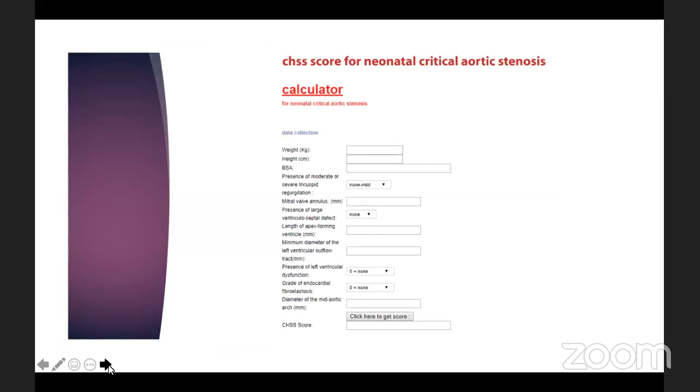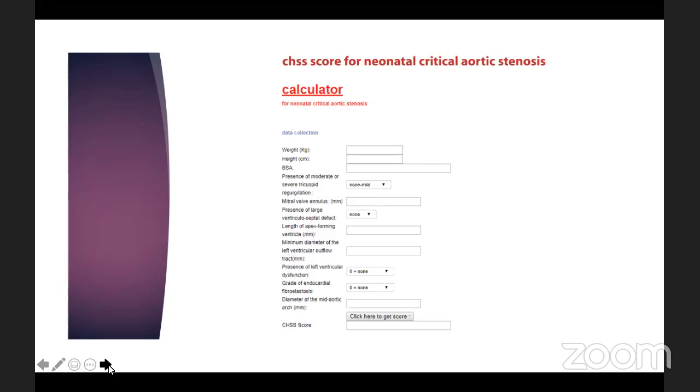I'm not going to spend too much time talking about this, but you should know that there are calculators for the adequacy of the left-sided structures in patients with critical aortic stenosis. The original score was called the Rhodes score, and this is a modification by the Congenital Heart Surgeons Society. It's available on their website, and it can be used to give you an indication whether the left side of the heart can sustain a biventricular physiology or not.